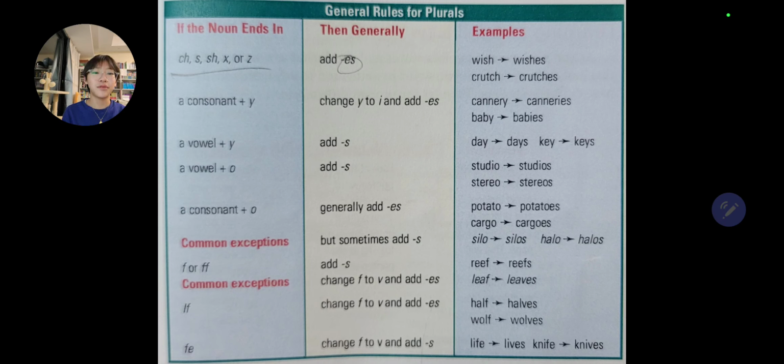Another common exception is that you have to change F to V and add ES, so leaf equals leaves. You sometimes have to change F to V and add ES too, so half becomes halves and wolf becomes wolves. And sometimes you change F to V and then add an S, life into lives, knife into knives, and so on.